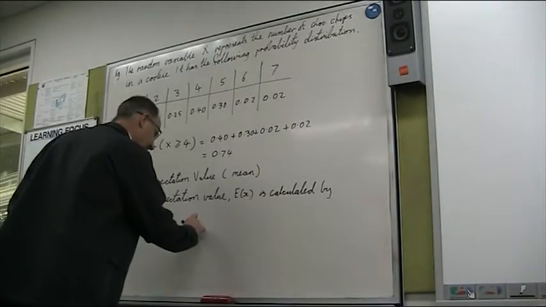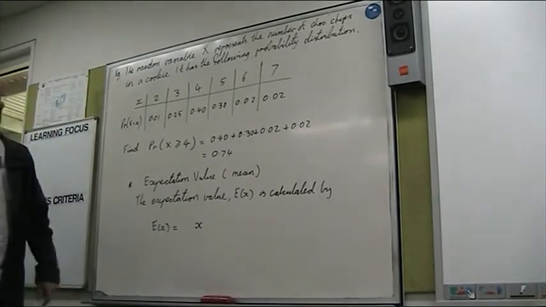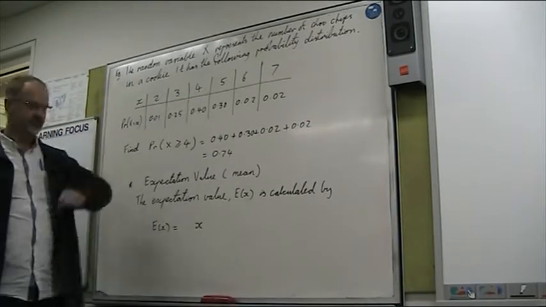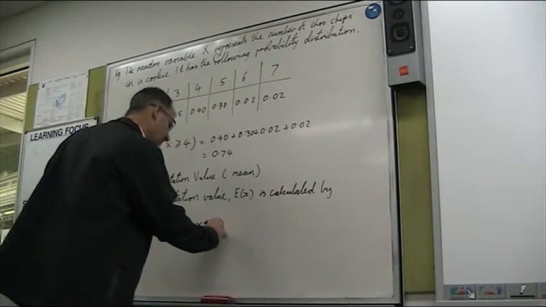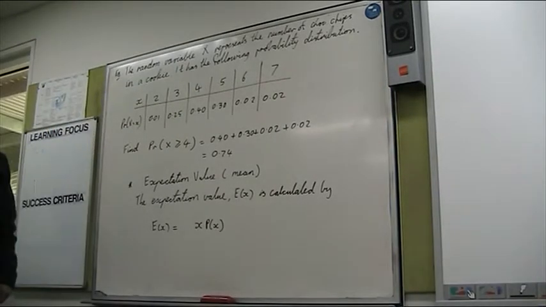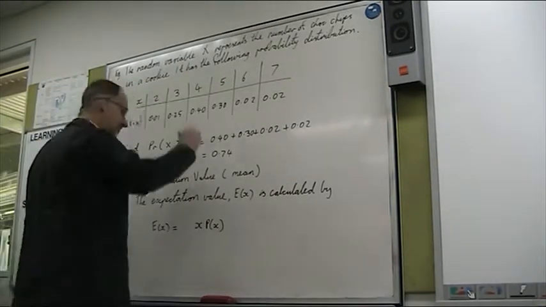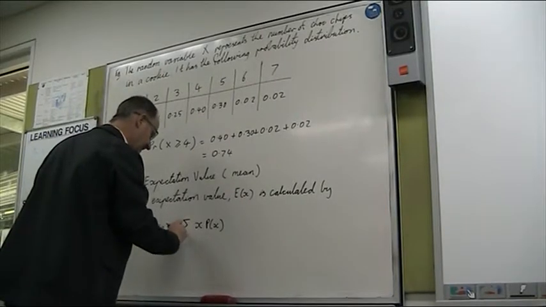So the expectation value, what you do is you take the number you've got, whatever it is, you multiply it by the probability of getting that number, and you do that for all of them, and add them up.